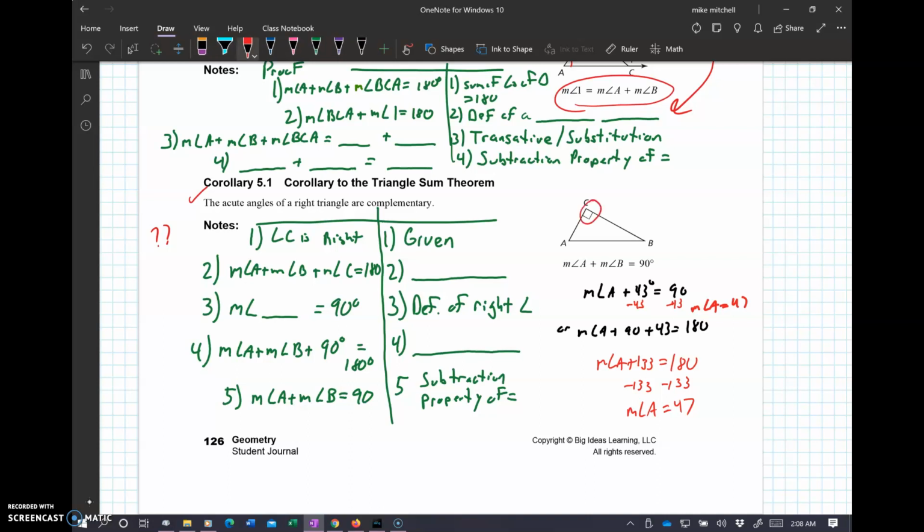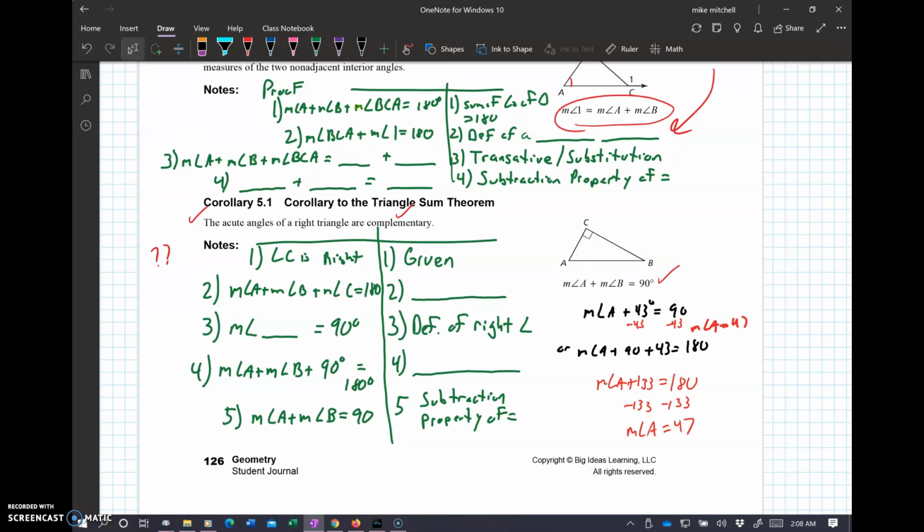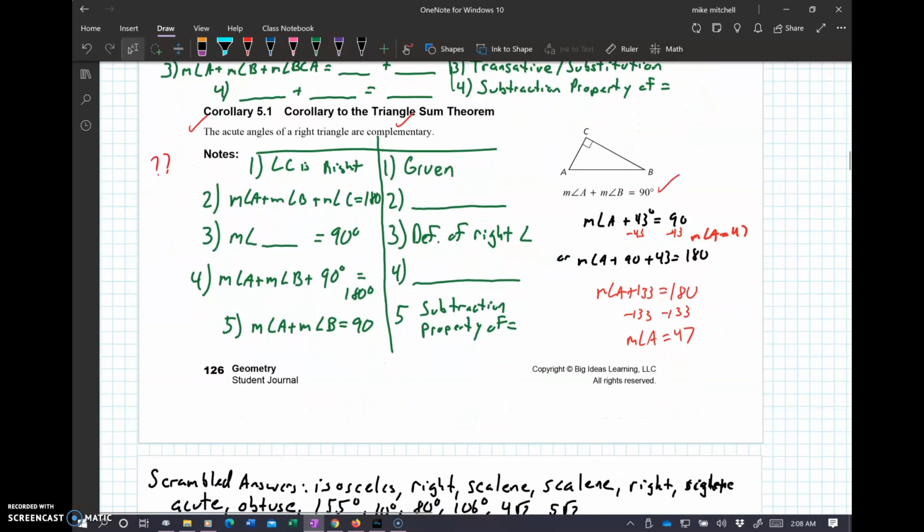So if you have a right triangle, these two acute angles right here, this one and this one, add up to 90 degrees. Complementary means sums to 90 degrees. So they're complementary again. I'm kind of surprised this is a corollary, but that's more me. I shouldn't have these in here because we should work these.